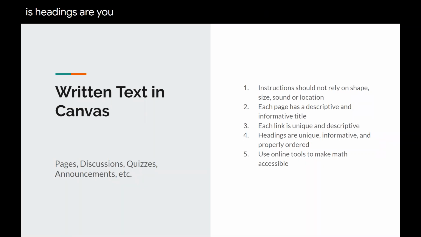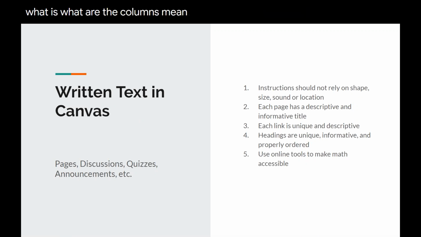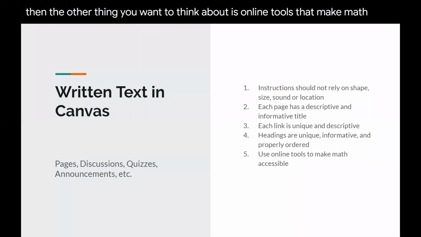Headings are unique, informative, and properly ordered, thinking about a table. So when you're building out a table, what do those headings, what do the columns mean? What do the rows mean? And then the other thing you want to think about is online tools that make math accessible.